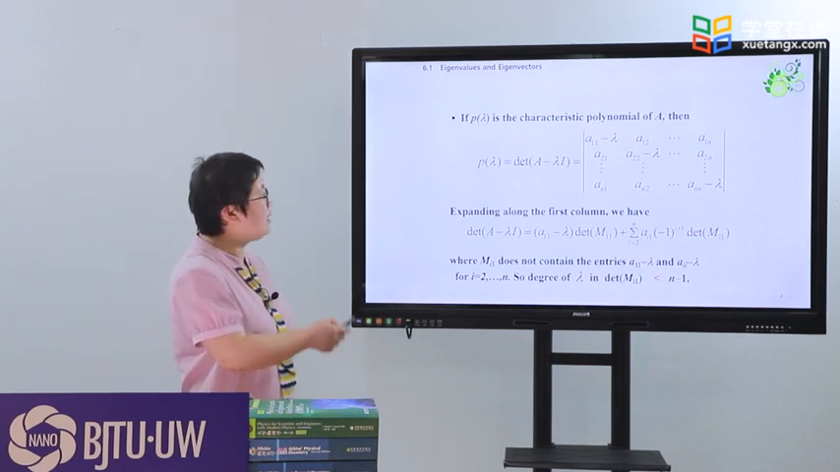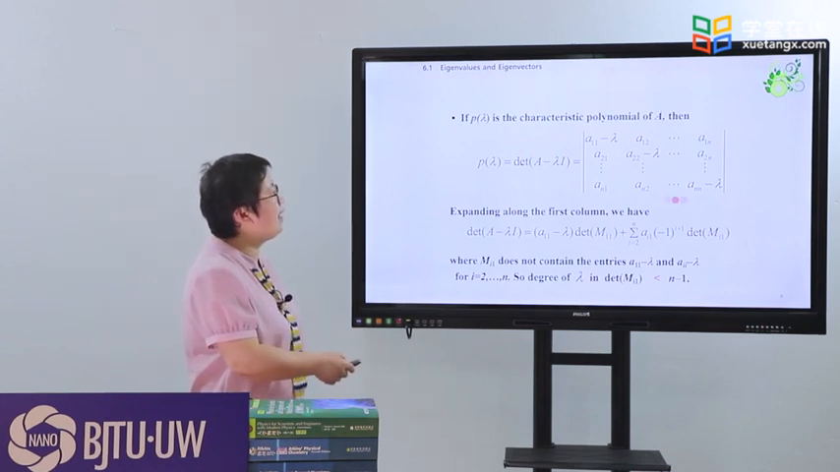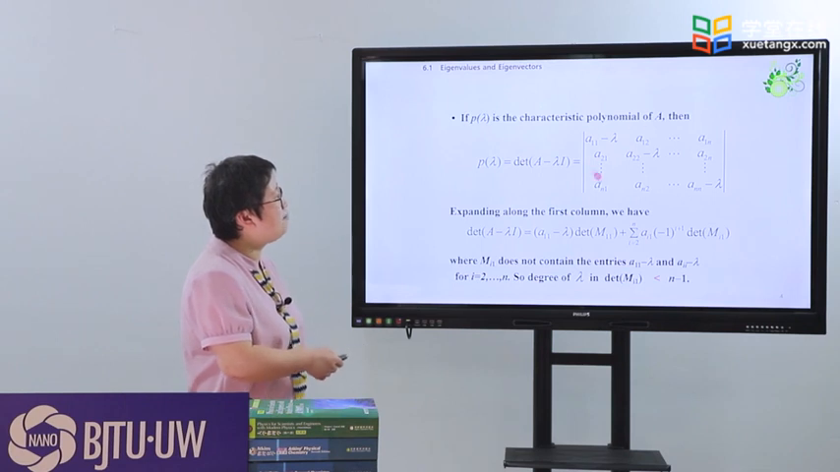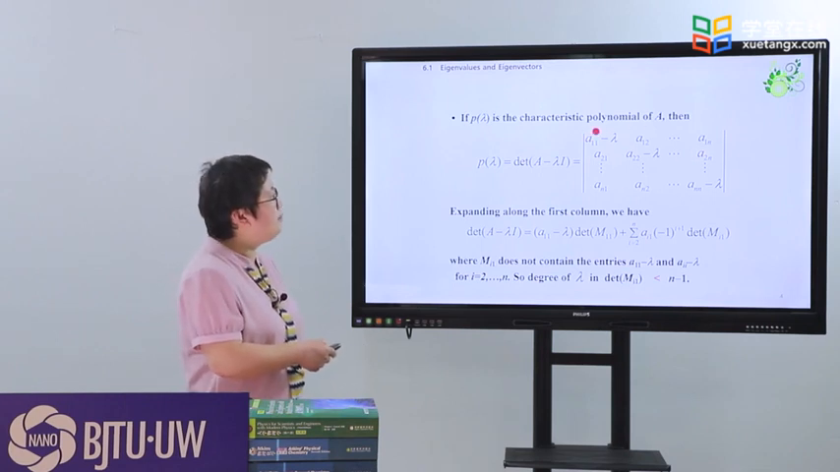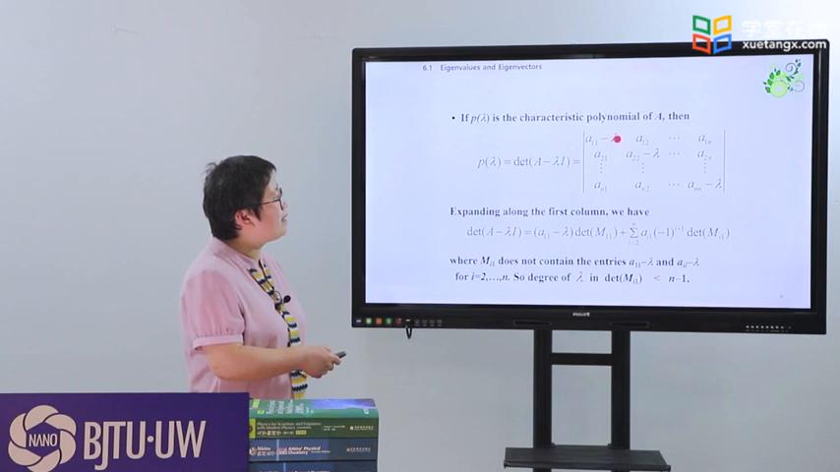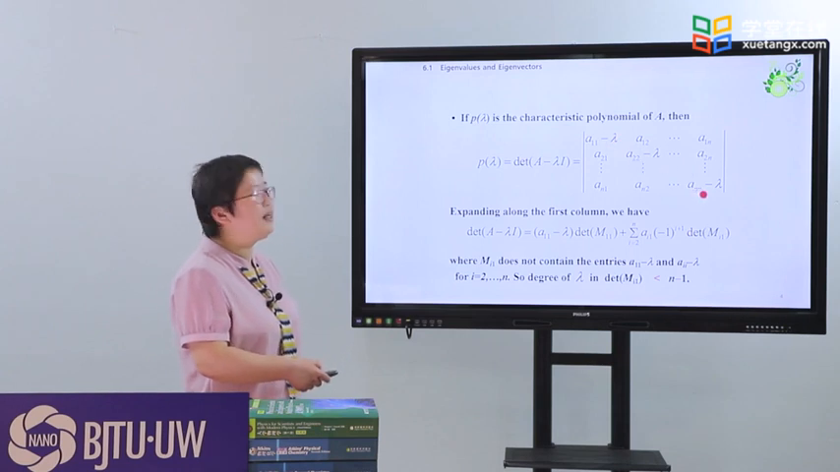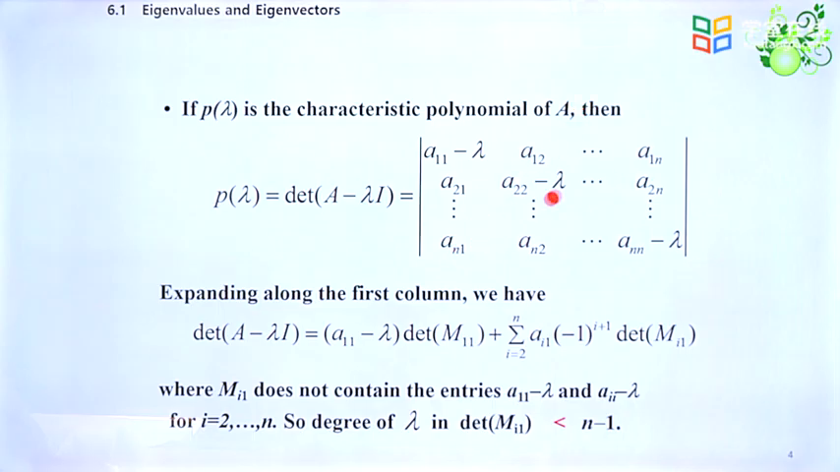If we write it in this form, you have the determinant of this n by n matrix. The main diagonal entries are a11 minus lambda, a22 minus lambda, till ann minus lambda. All the other entries come from the matrix A.